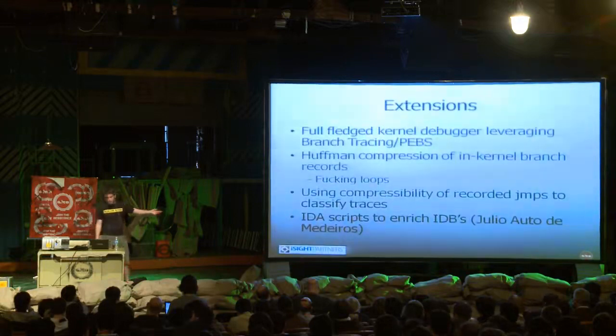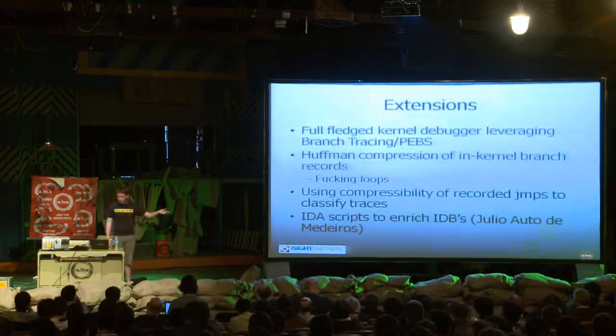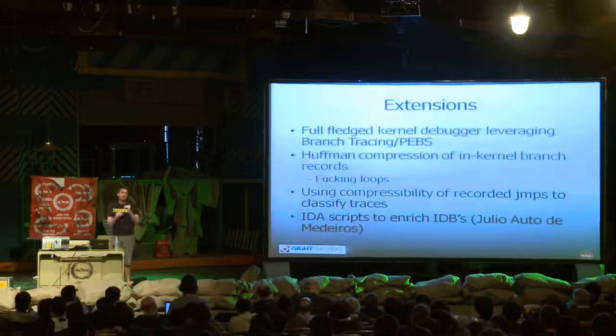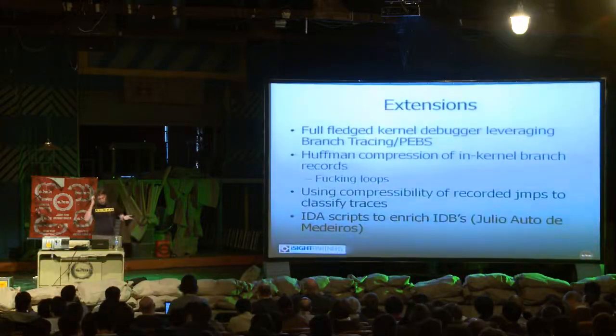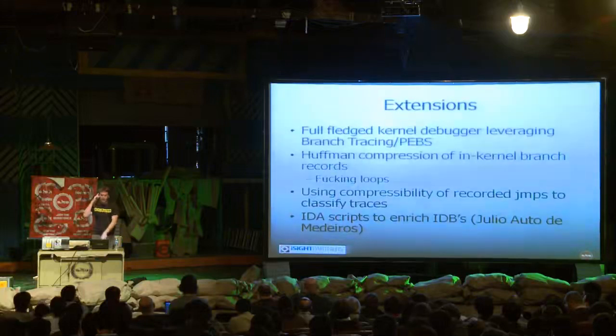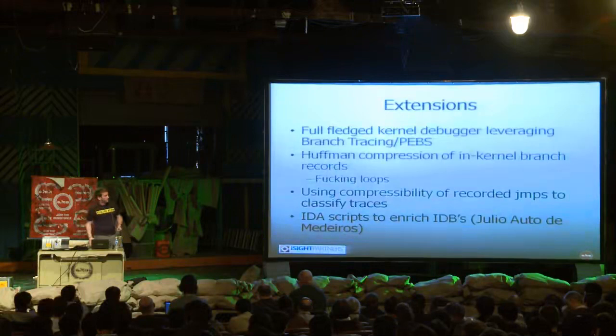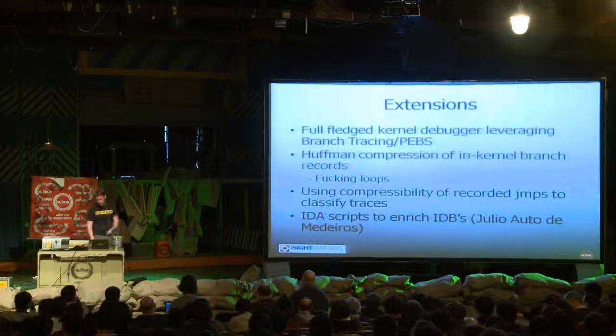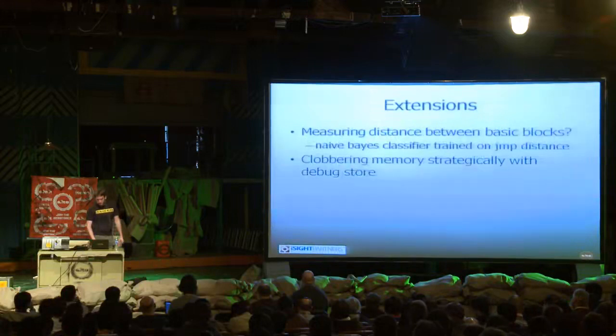Or the next idea is using compressibility of the recorded jumps to classify traces. So similar malware families might have the same compressibility, given that they call the same APIs over and over again. You can also use the code I have to enrich your IDBs in IDA. This is Julio's idea. It's really valuable because you will know immediately what's code and what's not. There are a lot of plugins that are good already, but the code's already here.